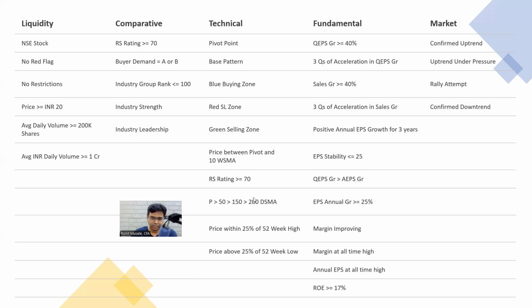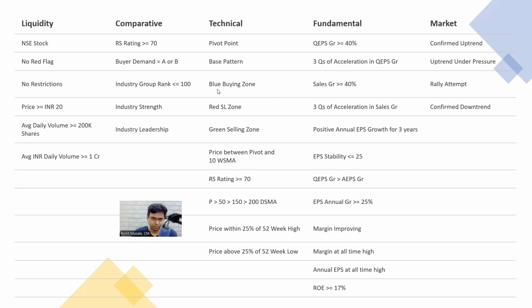Technicals, remember, is the criteria that we use for shortlisting. That is step number 2. We don't use fundamental criteria for shortlisting, and I have told you the reason for this. Okay. So pivot point and base should be there clearly marked.